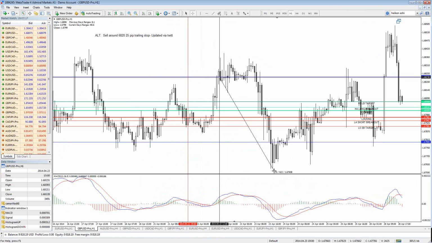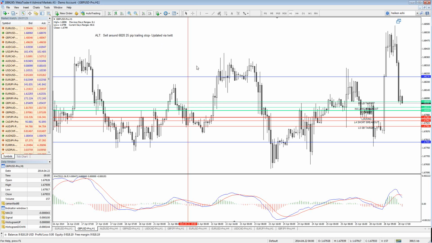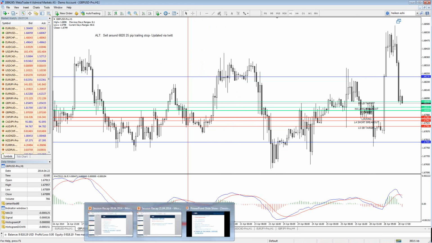Let's be fair. If you scalp the trade, and I updated it via Twitter, you basically got some 10, 15, 20 pips, an average of 15 pips of a profit. Although, as you can see, the trade went 60 pips afterwards.